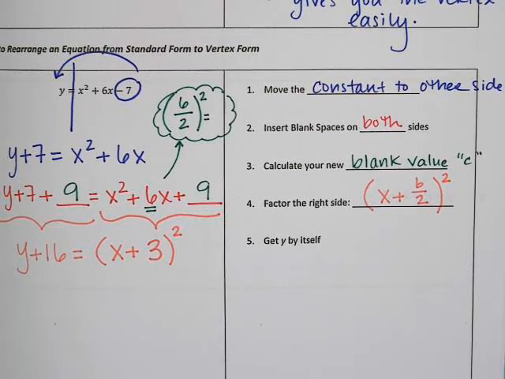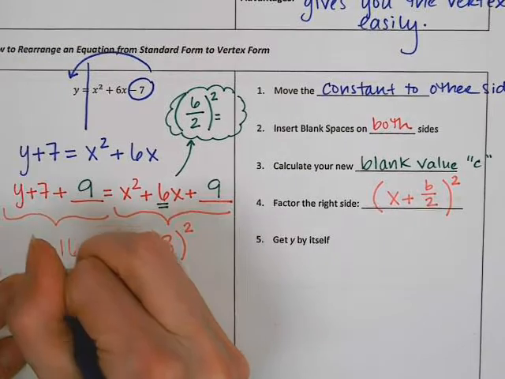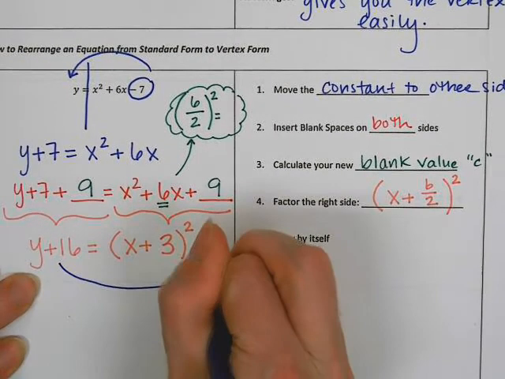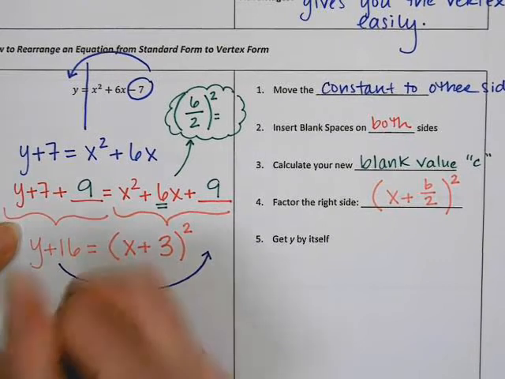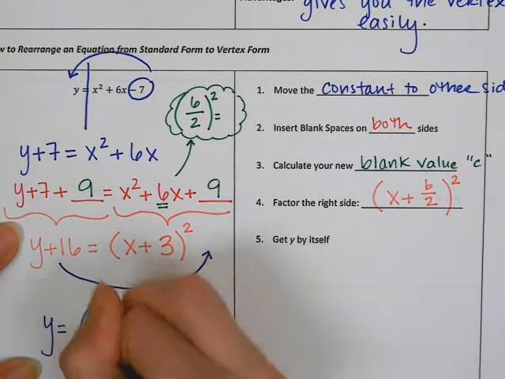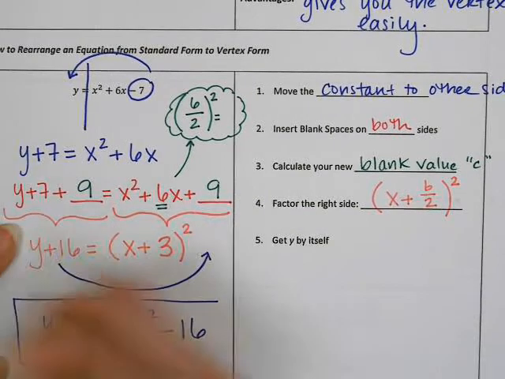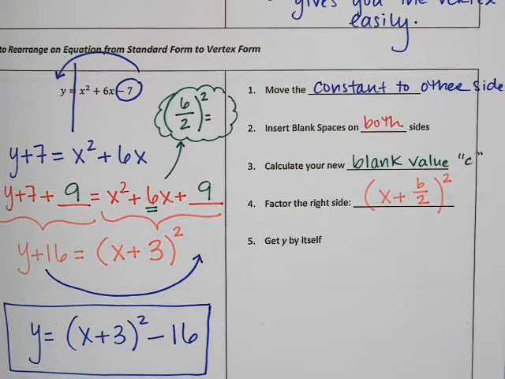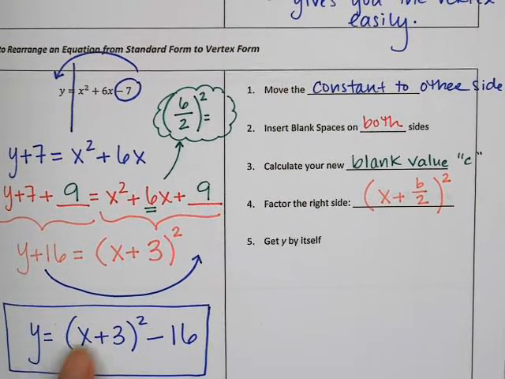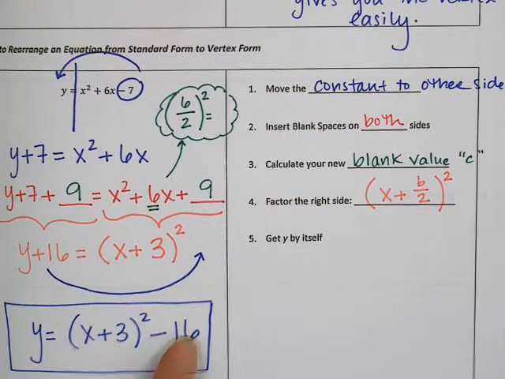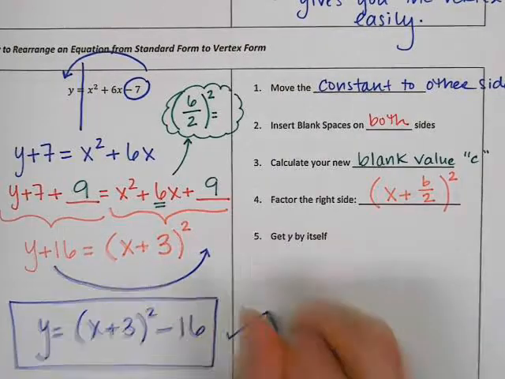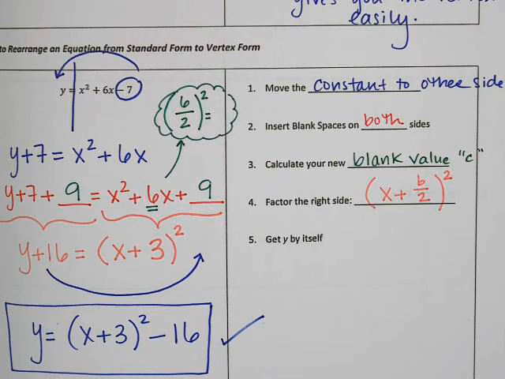Last step, get y by itself. So you're going to just subtract the 16 over to the other side. So the final answer: y equals x plus 3 squared minus 16. Look at that. That is in vertex form, y equals a times x minus h squared plus k. Done. Okay, we got to do one more. So flip it over. Let's do one more.